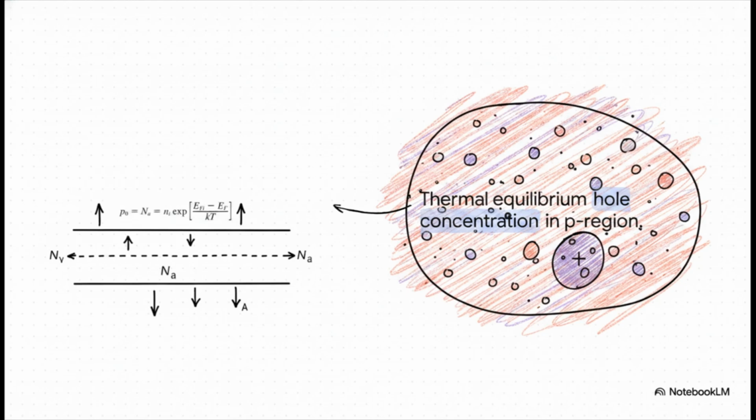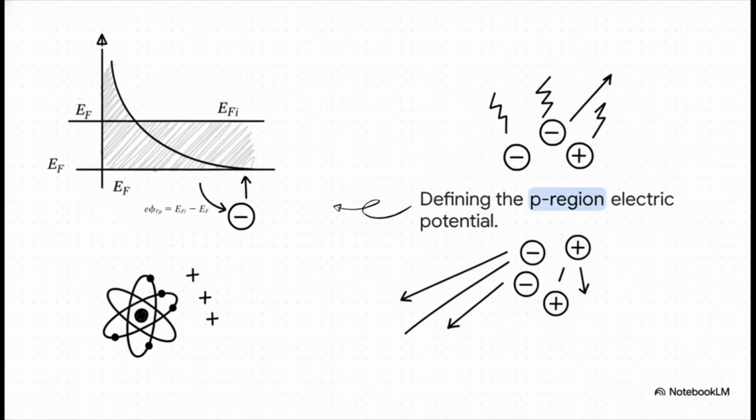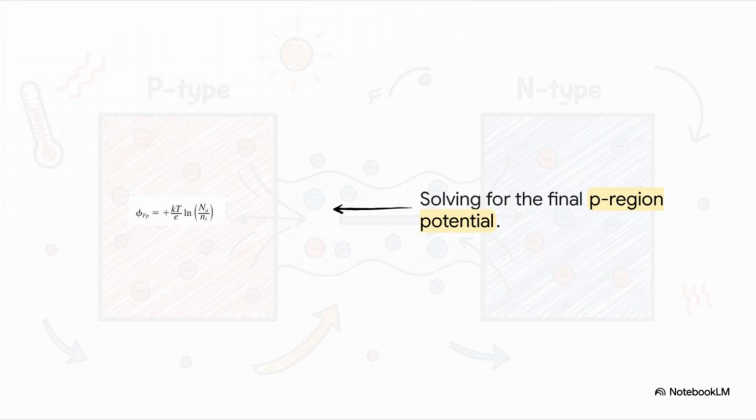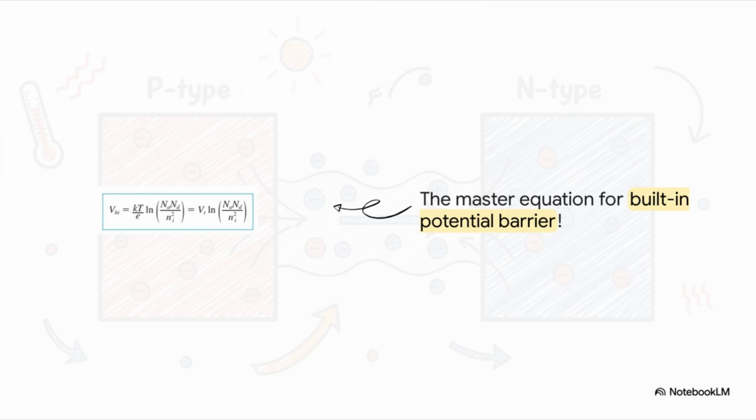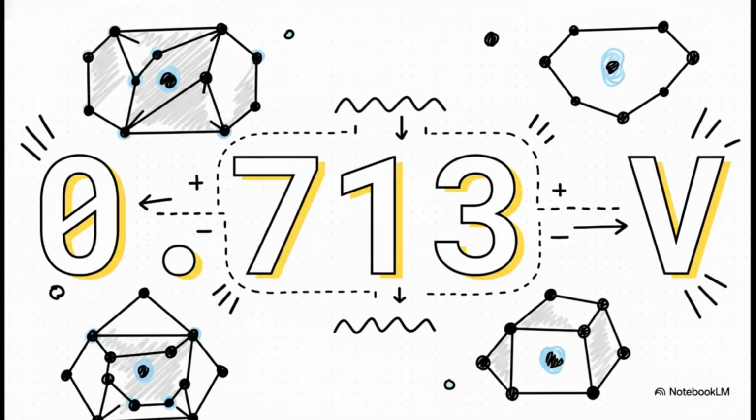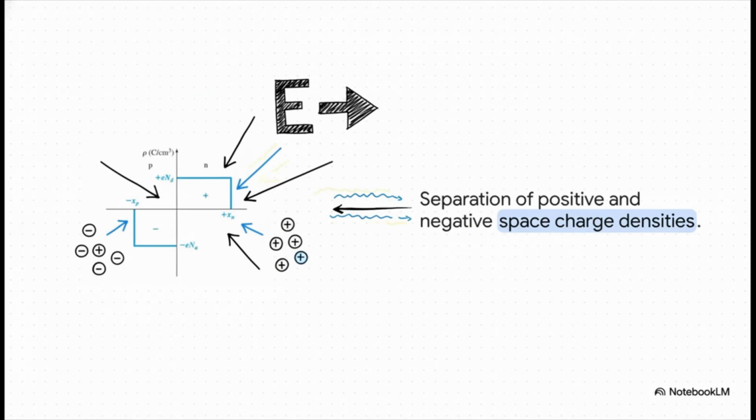We use that exact same logic for holes in the P region, but with acceptor concentration, NA. This effectively isolates the P region's potential, based entirely on its specific energy level shift. And boom! With that, we elegantly solve for the final P region potential component. Combine those components together, and we get the absolute master equation for our built-in potential barrier. Pop in real-world silicon doping concentrations, and you get a tangible barrier of exactly 0.713 volts.